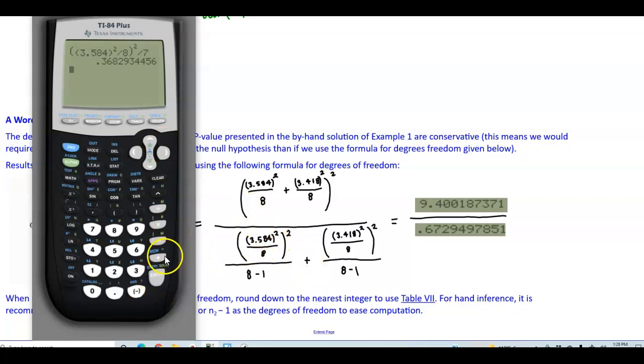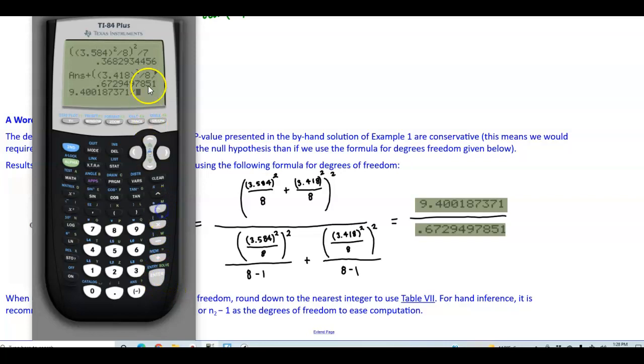Now we're going to select plus. Now we're going to take parenthesis, and then parenthesis again, 3.418. We're going to square that. We're going to divide that by 8. And then we're going to square that again. And then we're going to divide that by 8 minus 1, which is 7. And you can see here it gives us 0.6729497851.